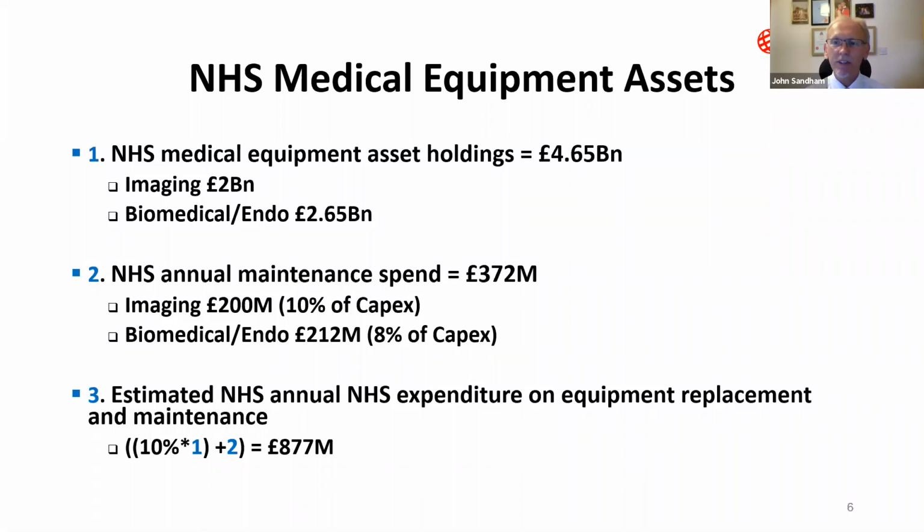At the moment, there are cost pressures on the NHS to save money. With the current asset holdings of £4.65 billion, the NHS really needs to be spending 10% on equipment replacement just to maintain the same levels of technology. Higher levels of investment will be required to deliver Hancock's ambitions of a technically efficient NHS. The current NHS annual spend, just to maintain its current position, is a staggering £877 million. This does not include the further investment required to bring more advanced and connected systems for the future.